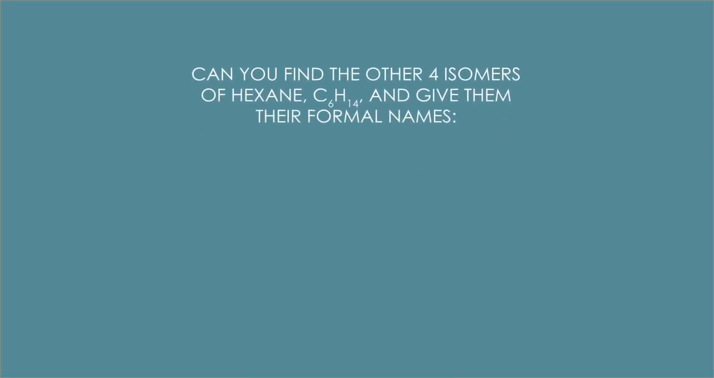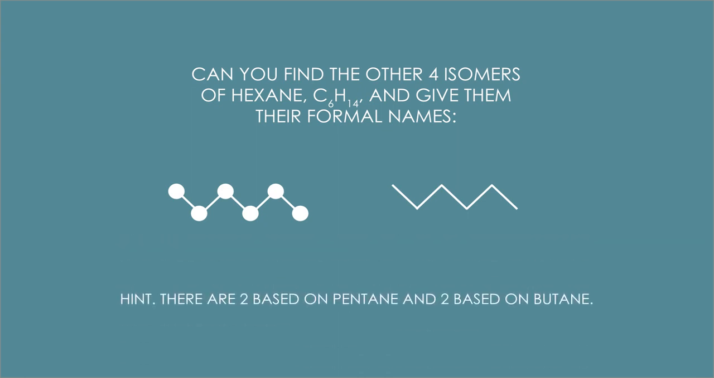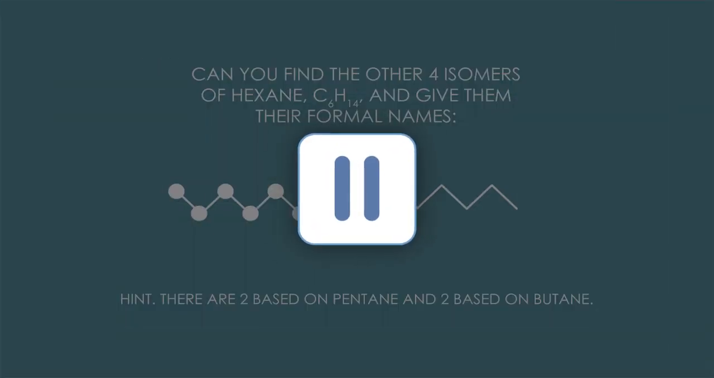Can you find the other 4 isomers of hexane, C6H14, and give them their formal names? I'll give you a hint. There are 2 based on pentane and 2 based on butane. Pause whilst you try to draw them out.